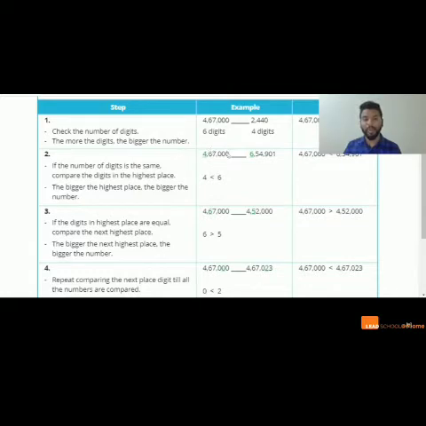Remember, ones, tens, hundreds, thousands, ten thousands, lakh. Similarly, ones, tens, hundreds, thousands, ten thousands and lakh. Because both of them have lakhs as the place value, I will see which number has the higher value. The bigger the highest place, the bigger the number. So I know my 4 is lesser than 6. That is, my 4 lakhs is lesser than 6 lakhs. So I know this is my bigger number.